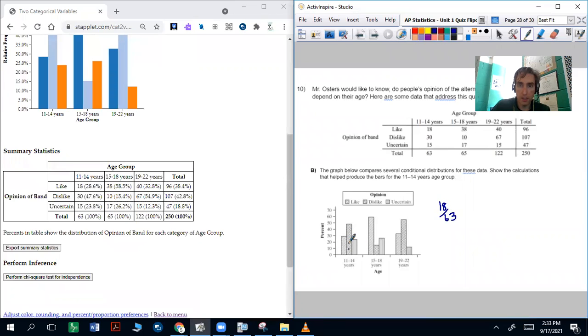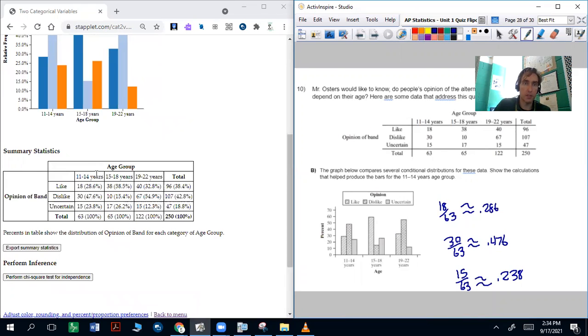18 out of 63 is going to get you around 28.6%. And so let's see the other one, 30 out of 63. That should be roughly half or just a little bit under, so 47.6%. And the last one, 15 out of 63, which should be the smallest one, which is roughly 23%, 23.8%.